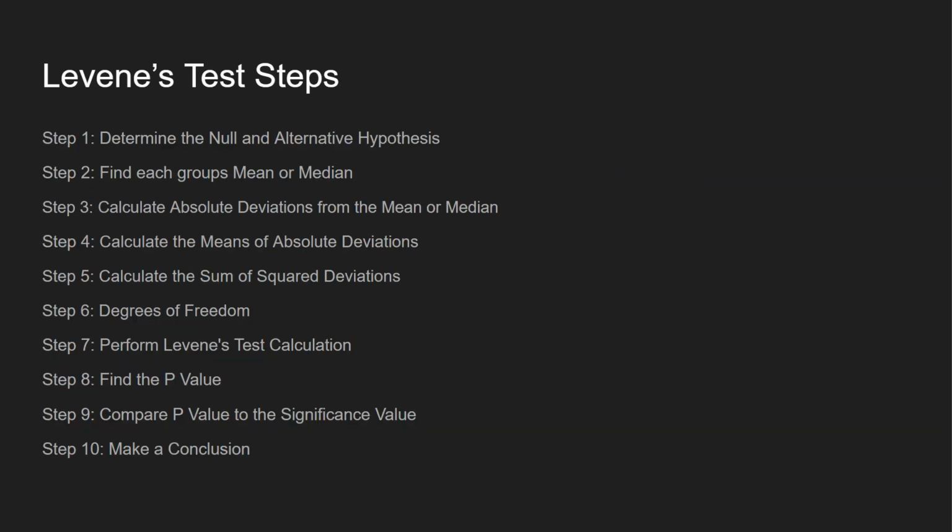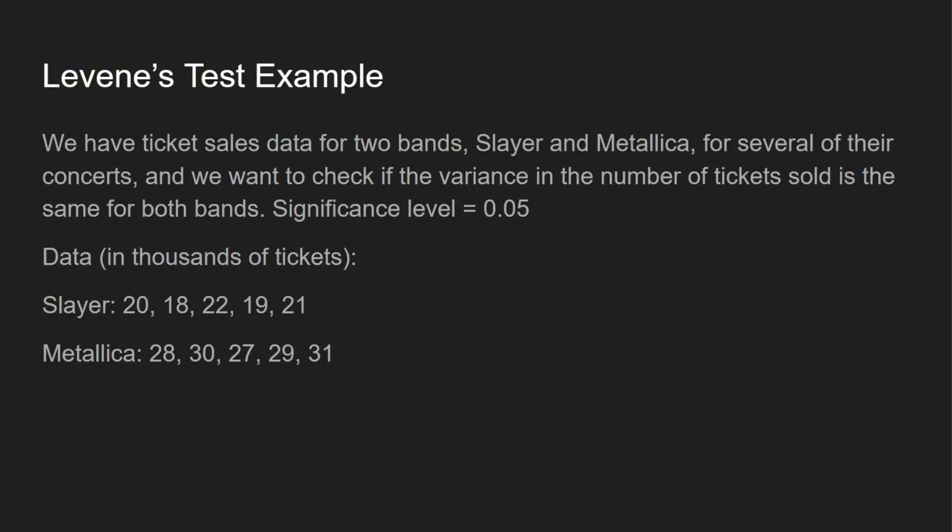So first step is going to determine our null and alternative hypothesis. Then we're going to find each group's mean or median, depending which route you want to go. Then you want to calculate the absolute deviations from the mean or median, calculate the mean of the absolute deviations, calculate the sum of the square deviations, find your degrees of freedom, perform Levene's test calculation, find the p-value, compare it, and then make a conclusion. Yeah, 10 steps, quite a bit. And well, let's go through our manual calculation.